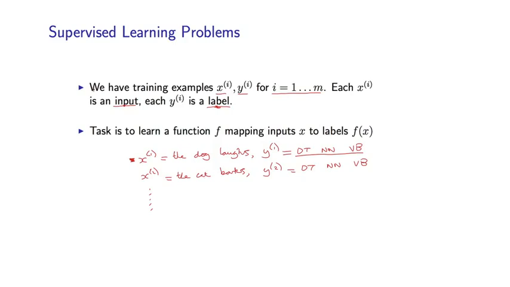So given these training examples in supervised learning problems, the task is to learn a function f that maps inputs x to labels f of x. So we want to, for example, in part of speech tagging again, learn a function that takes a sentence as input and maps it to a part of speech tag sequence as the output.